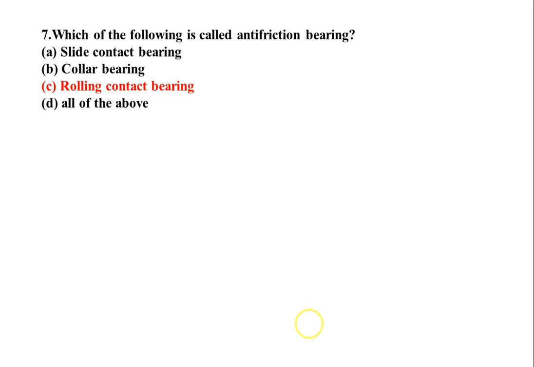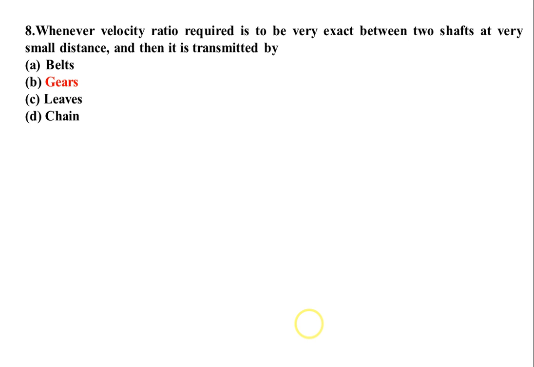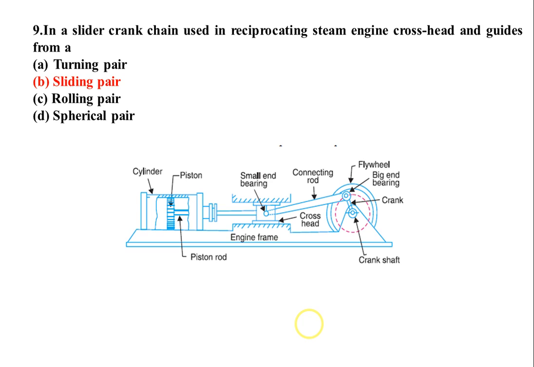Which of the following is called an anti-frictional bearing? The right answer is rolling contact bearing. Whenever the velocity ratio is required to be very exact between two shafts at a very small distance, then it is done by gears. The right answer is gears. For small distance we use gears. For longer distance we use chains or belt drives.